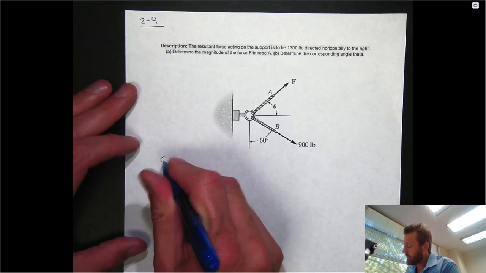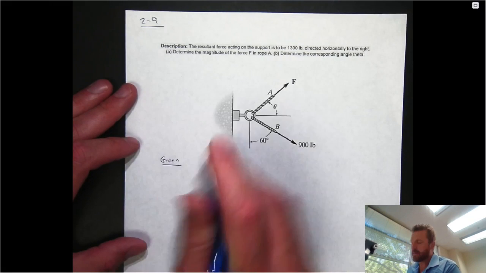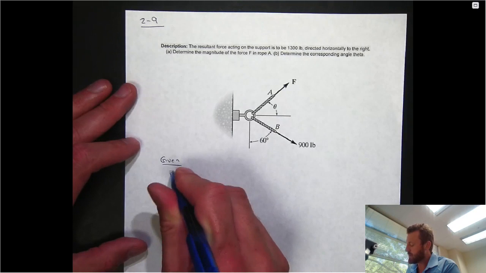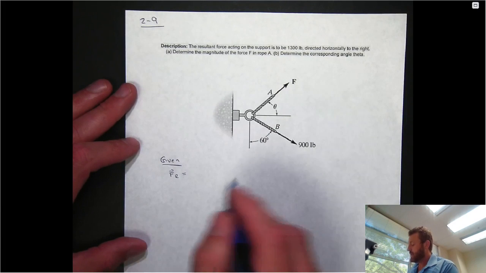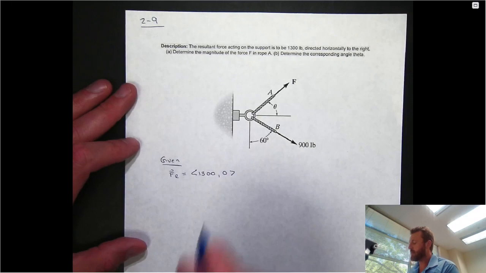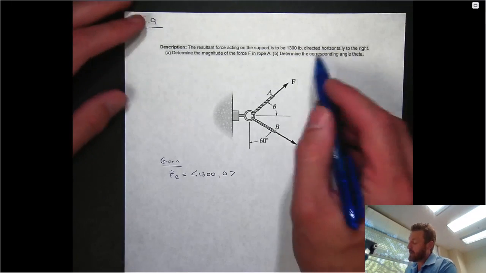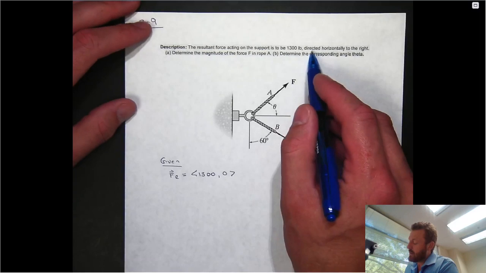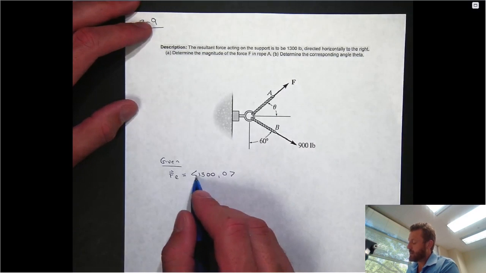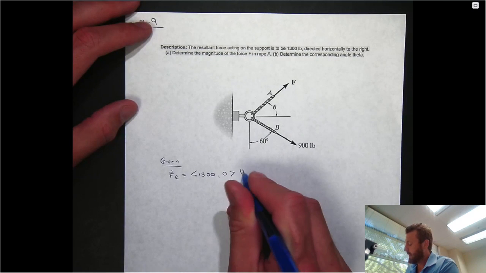So what were we given? We know that the combination of those two forces, when they add vectorially, which by definition is the resultant force, should have an x component of 1,300 and a y component of 0. The reason we know that is we're told in words that the resultant force should be directed horizontally to the right, meaning that the entire magnitude will be in the positive x direction.